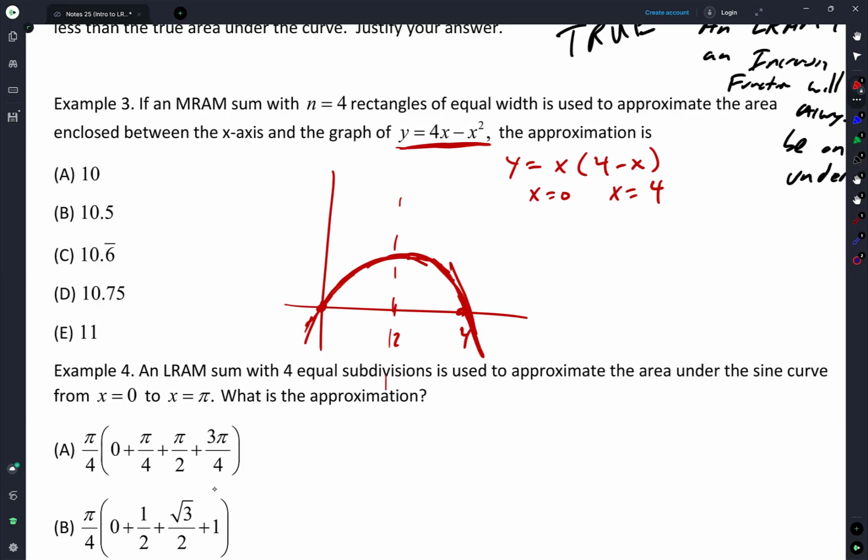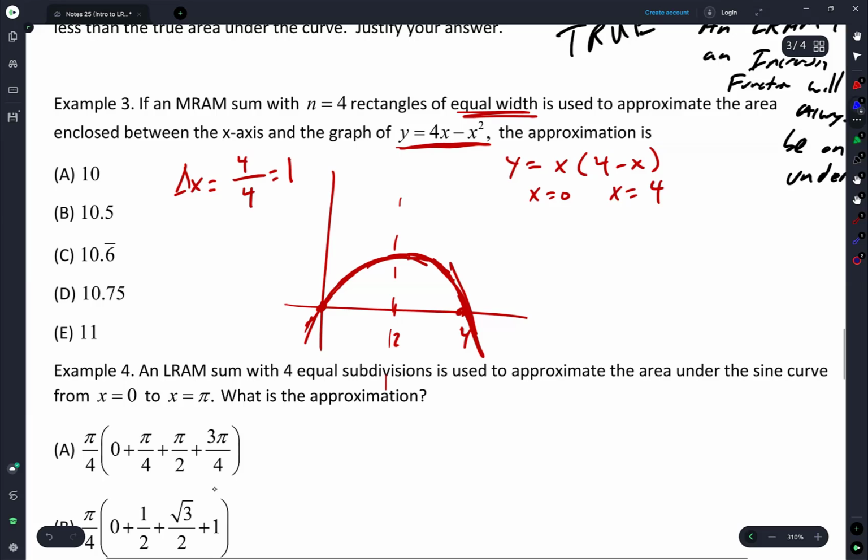All right, so here we go. What do they want me to do? MRAM? And do they want equal width? Okay, so let's find our delta x. Delta x is, I'm going between 0 and 4, so 4, and I have 4 rectangles. So my delta x is going to be 1. So each rectangle has a delta x of 1. Remember, delta x is just my base.